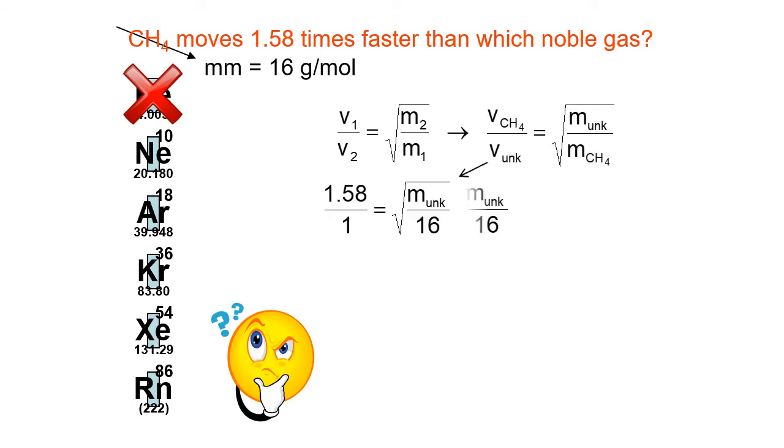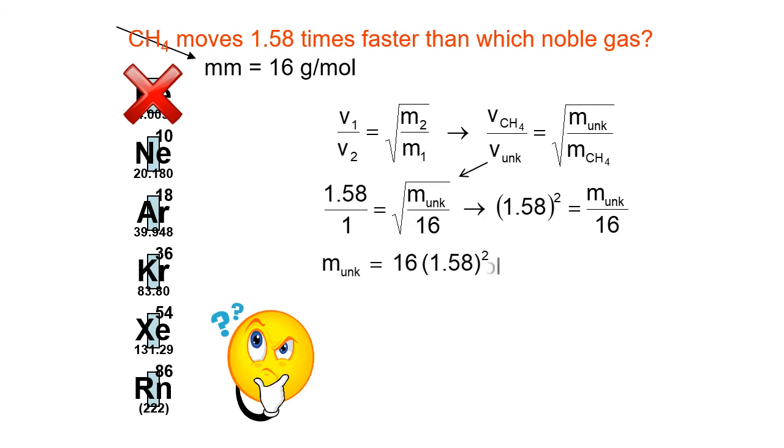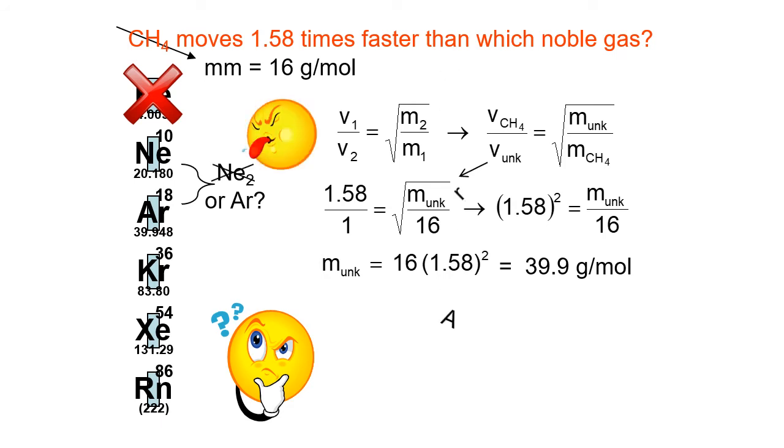Okay, so we just plug in what we know. Why did we put 1.58 over 1? Because it's moving 1.58 times faster. So we don't have to know the exact velocity, we just have to know the ratio. Square both sides, do our calculator work, and we get 39.9 grams per mole. All right, obviously, who is it? It's going to be argon.